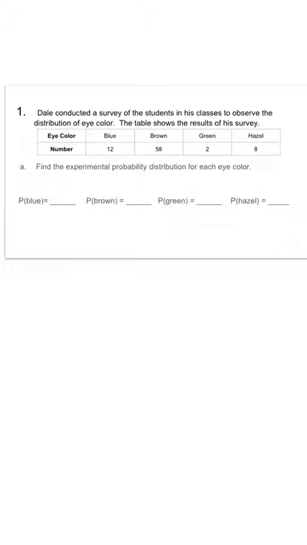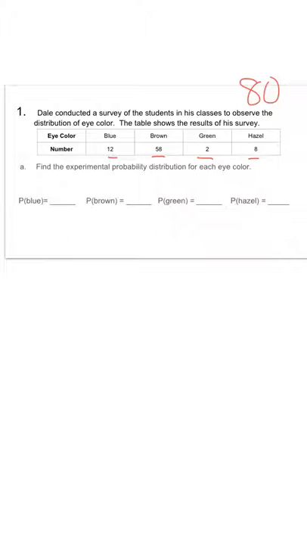The number of blue is 12, the number of brown is 58, the number of green is 2, and the number of hazel is 8. A. Find the experimental probability distribution for each eye color. What is the probability of blue? First, you need to look at how many students participated in this experiment. You have 12, 58, 2, and 8. When you add them all up, you get 80 students.